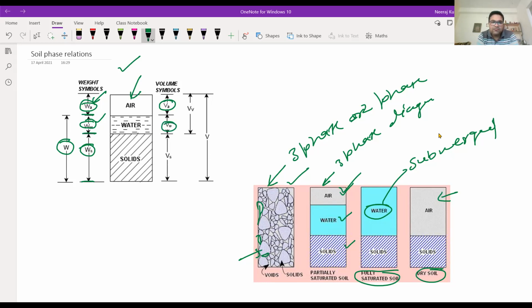And similarly, we can have volume of water and volume of solid. So volume of air plus volume of water constitutes the volume of void. And the total of volume of air, water, and volume of solid is basically the total volume of soil. So in the case of total weight, we consider only weight of water and weight of solid, but in the case of total volume, we consider volume of air also. Now, based on these parameters, volume of void, air, water, and solids, we can develop various relations.